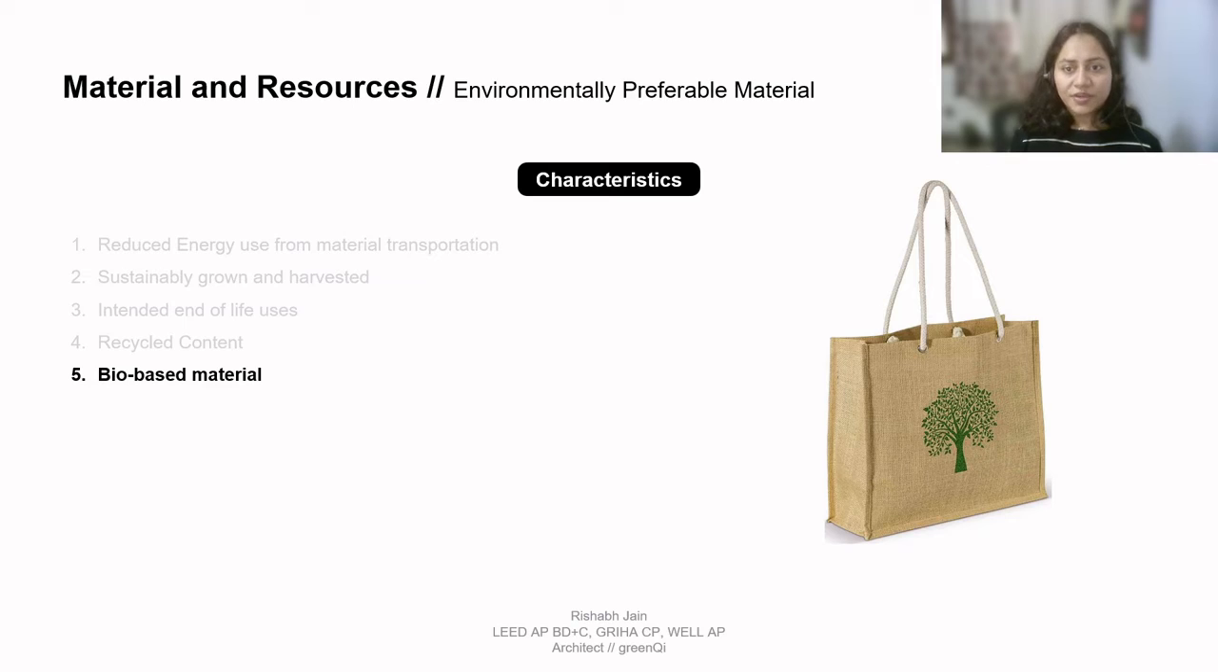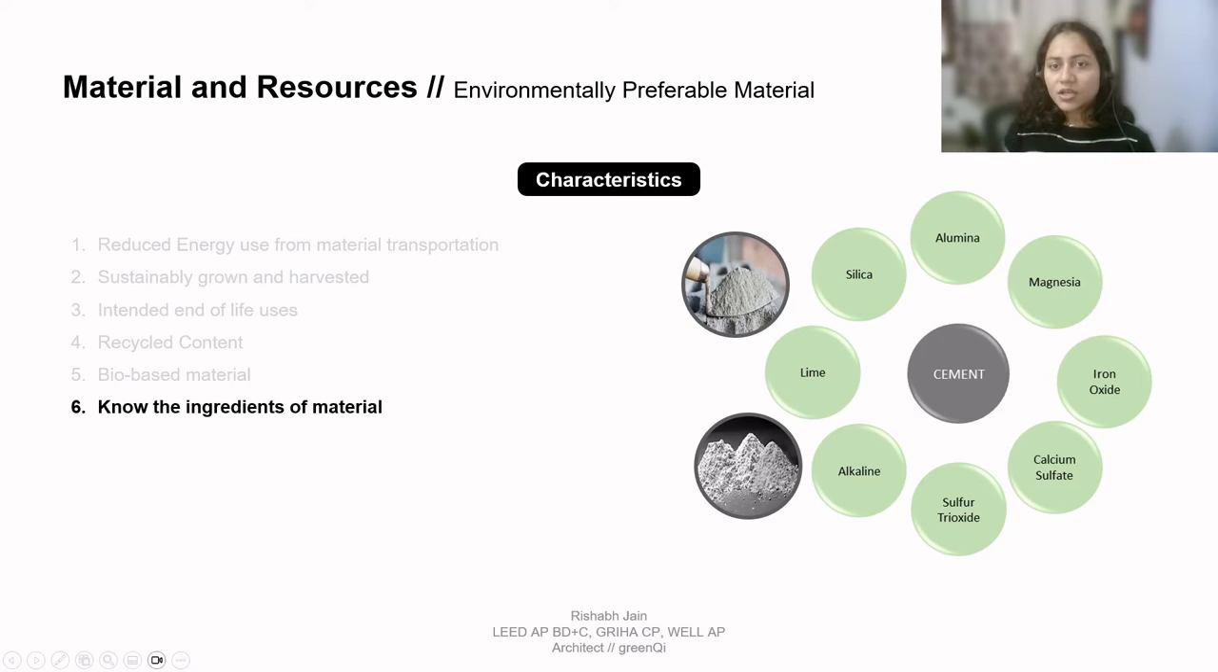Next would be bio-based materials. These will be materials that come from natural substances, like for example, a jute bag. The characteristics would also be to know the ingredients of the material. For example, we discussed concrete, so it's important that we know the ingredients, because then we can make a choice of choosing a material with less harmful ingredients.